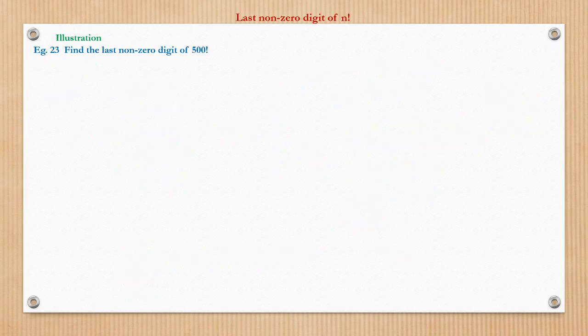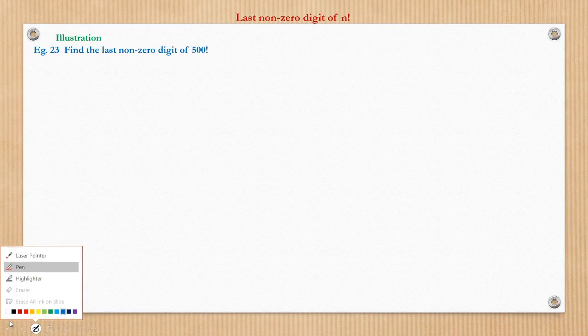This is a very simple method. No application of any tedious concepts or even tedious calculation, just a basic concept of the cyclicity of the unit digit and the process which we have done. Now we will try to solve this question here, which is n is equal to 500 factorial.